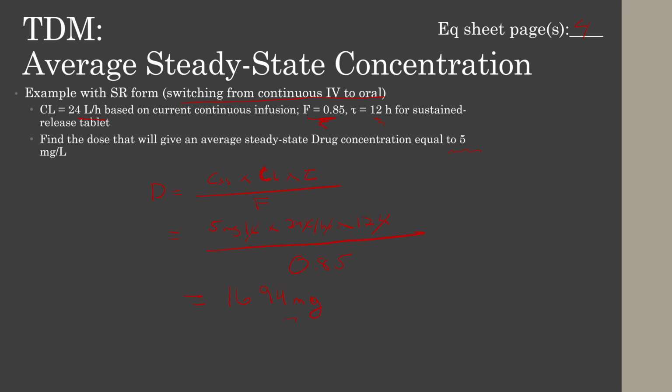Do you think we'd give someone 1694 milligrams of an oral drug? Probably not, right? So I'd have to tell you on the test to round it maybe to the nearest 1,000 milligrams. And what would that be? That'd be 2,000 milligrams or 2 grams Q 12 hours. There you go. That's how we use the extravascular steady state concentration equation on the last page of the equation sheet to figure out a regimen for someone that could be, for example, being switched from IV to oral.